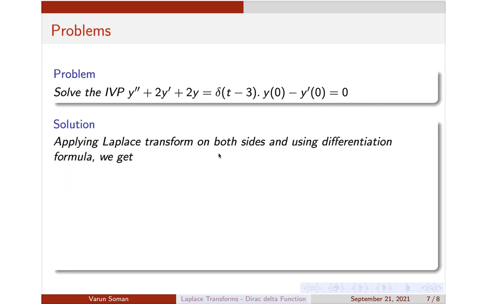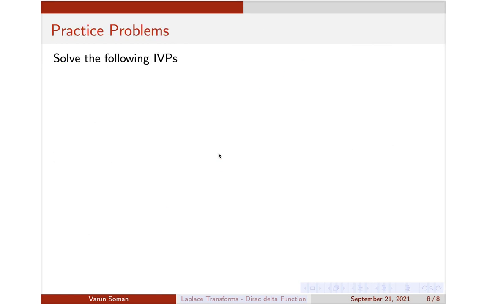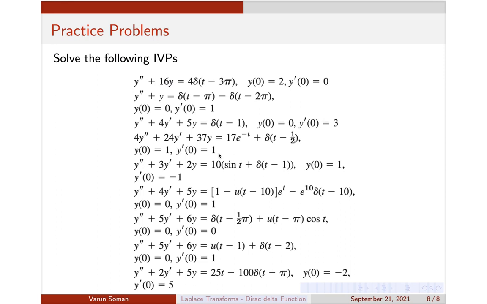Some practice problems are given to you. You can also try those problems. You can see that in those problems delta is coming. The only utility of that is you should know the Laplace transform of this quantity. When you take the Laplace transform here, it will simply be 4 into e raised to minus 3 pi s. So for that they are giving this thing.